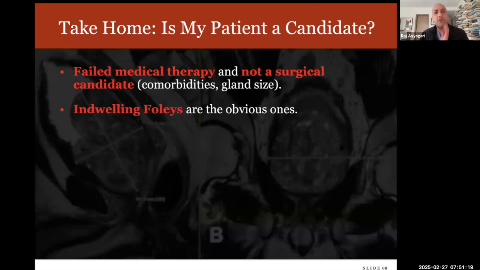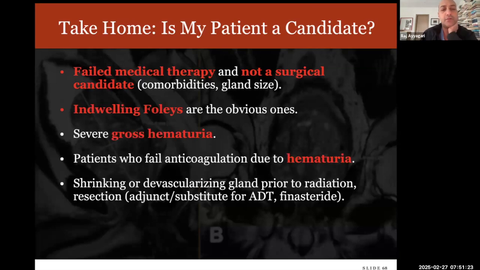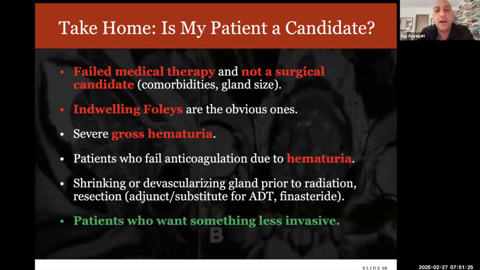And lastly, just take home messages here. Who are good candidates? This is the one slide I really want you guys to pay attention to. Those who have failed medical or surgical therapy, or they're just not a surgical candidate because their gland size is too big or they're too sick. But you can do an embolization on very sick patients and they do very well with it. Those with indwelling catheters, those with severe hematuria, or patients who can't be on anticoagulation medications because they keep having hematuria.